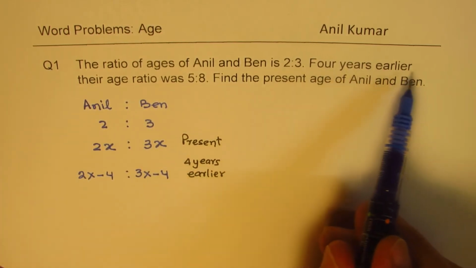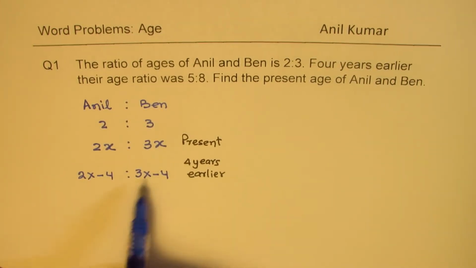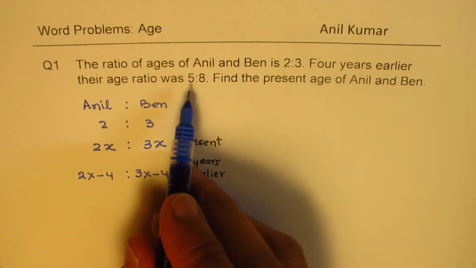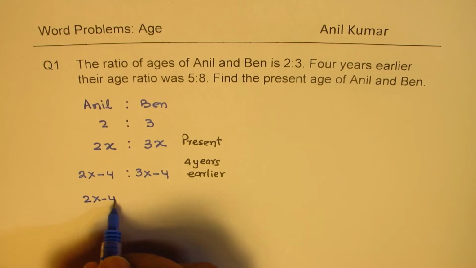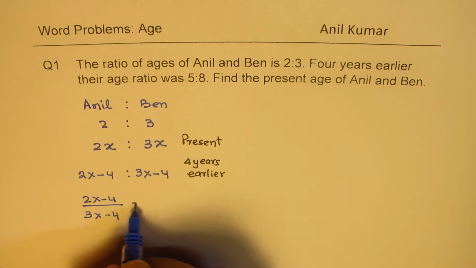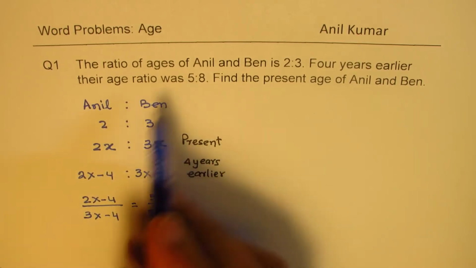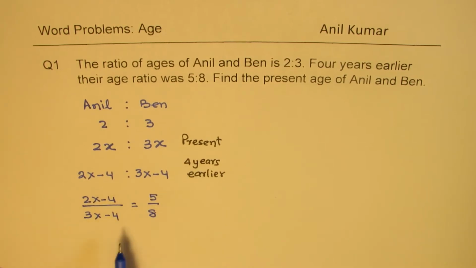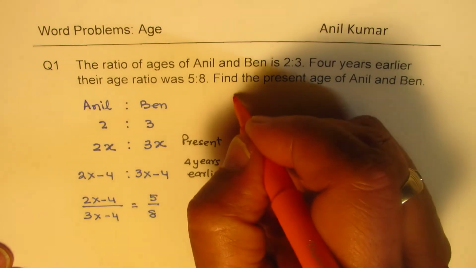So it says 4 years earlier, their age ratio is 5:8. So that is going to be their age, and that ratio is 5:8. That means we can get the ratio equation: 2x minus 4 divided by 3x minus 4 equals 5:8. Is that clear to you? So we get our statement in this fashion. Now it is a question of solving this particular equation, correct? So we'll learn the technique of solving such equations.